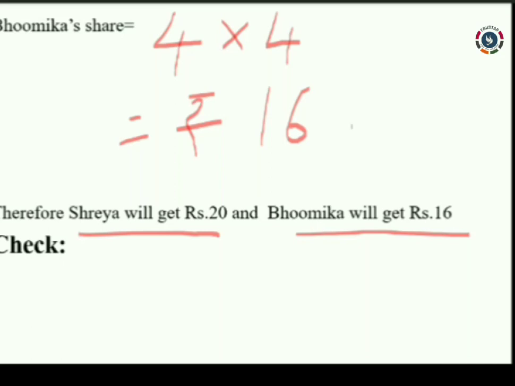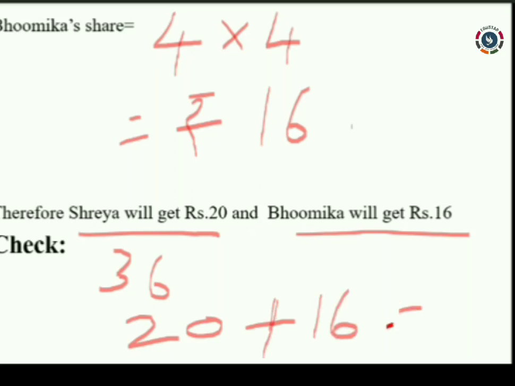Now, shall we check your answer? Yes. Total amount is 36, right? So, Shreya got 20 rupees and Bhumika got 16 rupees. You will get 36. Both are equal. So, your answer is correct.